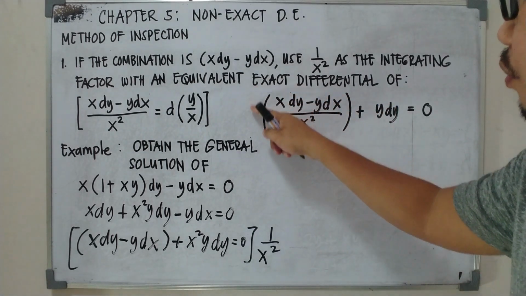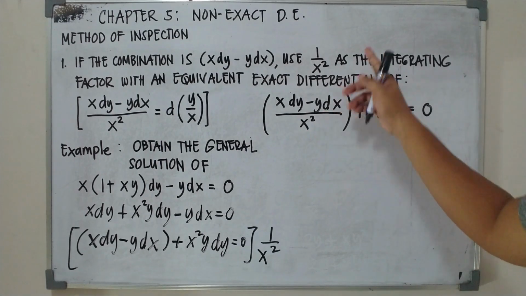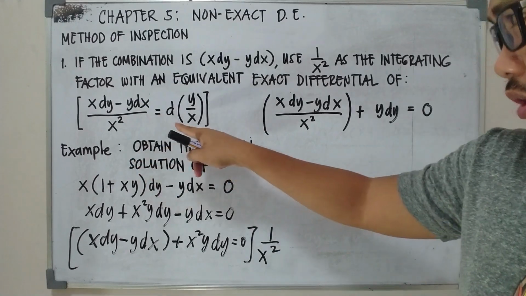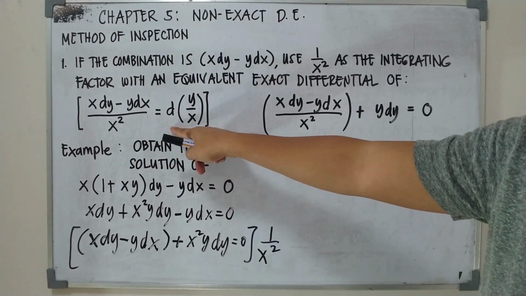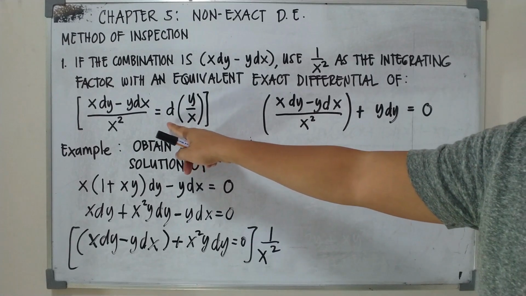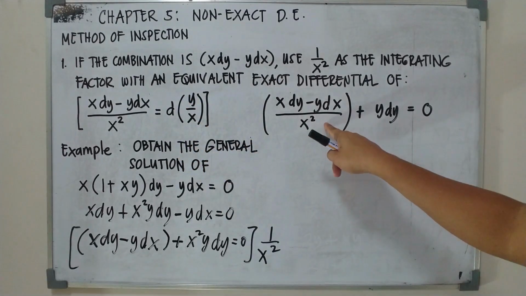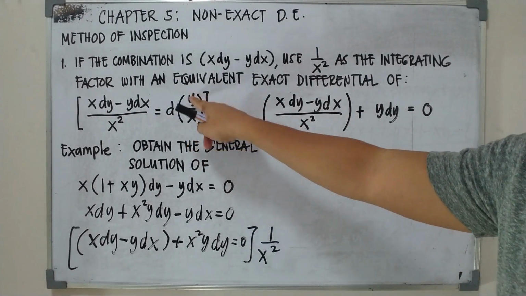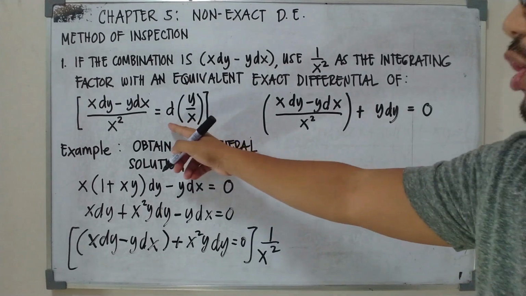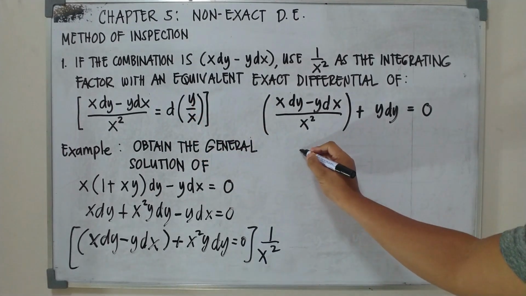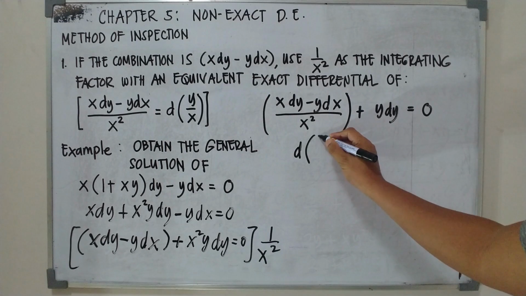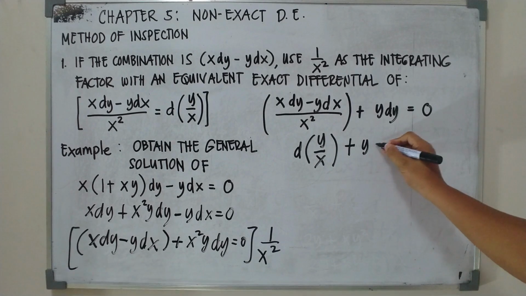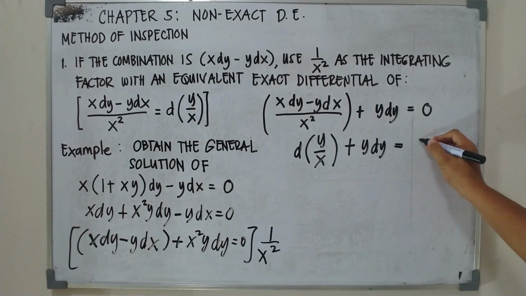Then, what is your next step? When you have an equation like this, a combination multiplied by the integrating factor, you replace it, right? x dy minus y dx over x squared is equal to d of y over x, or simply the derivative of y over x. So you replace it in this equation. This is equal to the differential of y over x, plus y dy, and this is equal to 0.